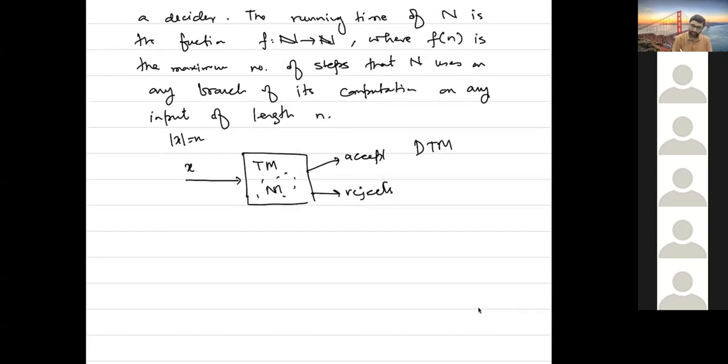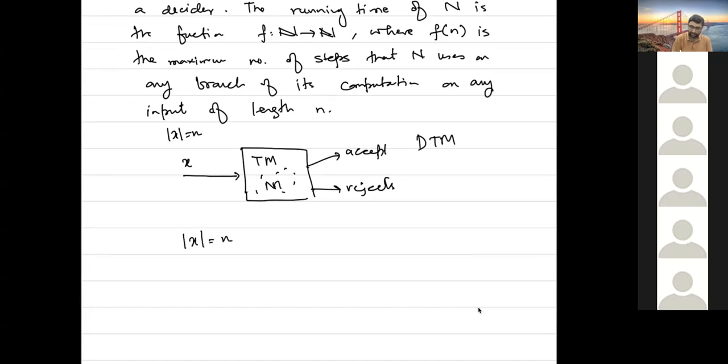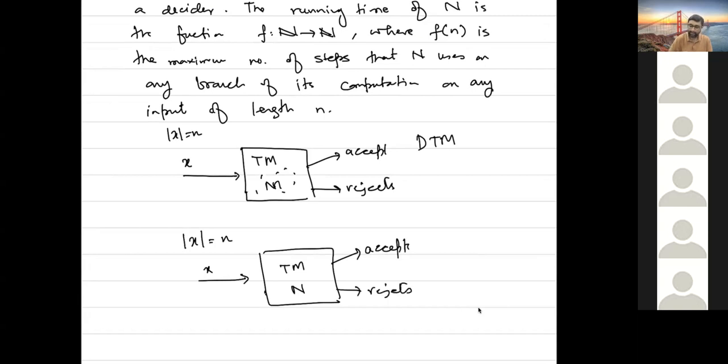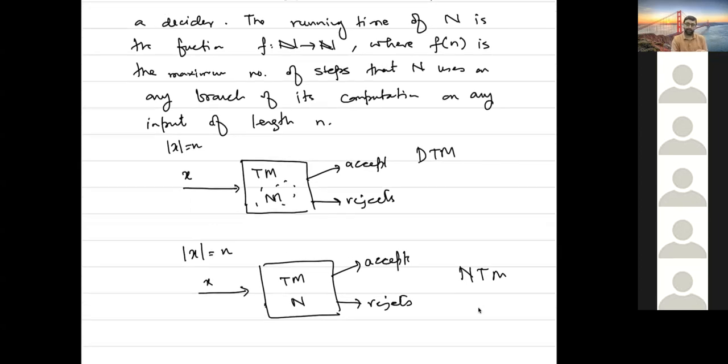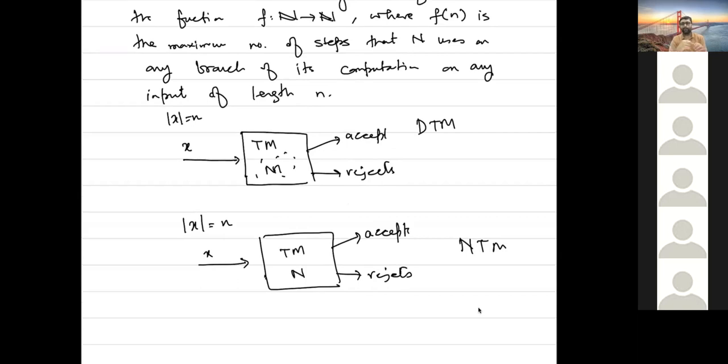And for a non-deterministic Turing machine, we have a very similar thing: we have input X such that the length of input X is n. We pass this X to a Turing machine N, the non-deterministic version, which accepts or rejects. The only difference between a deterministic machine and a non-deterministic machine is that inside a deterministic machine, there is only one execution path. When the computation starts, we know exactly where the machine will be at each and every point. A machine is only in one state at a time. It's a deterministic machine, so either it is in Q1 or Q2 or Q3 or Q4 or any other state, but it will be in just one of the states.